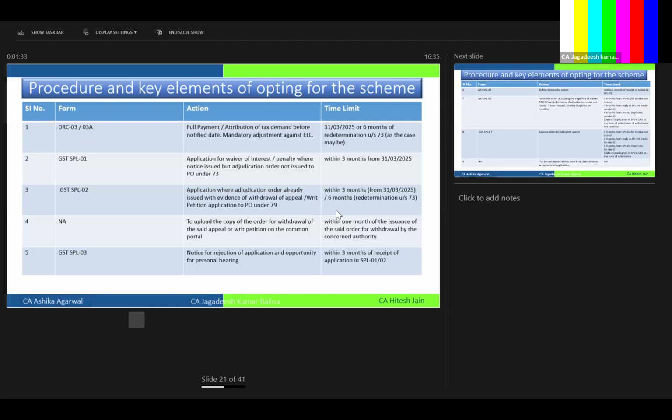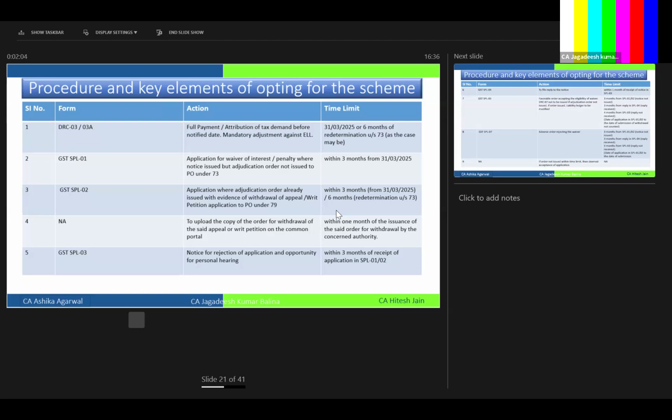There are various forms now live. All these forms have been proposed to opt for this scheme. But we'll see what are all the forms we need to file in order to avail the benefit under this scheme. First one, GST SPL 01. We will file this form if any notice has been issued but the order has not been confirmed. In that case, we need to file this GST SPL 01 within 3 months from 31st March 2025.